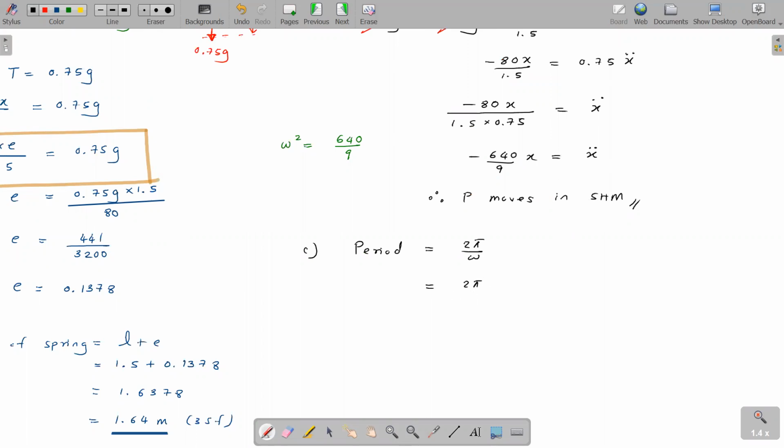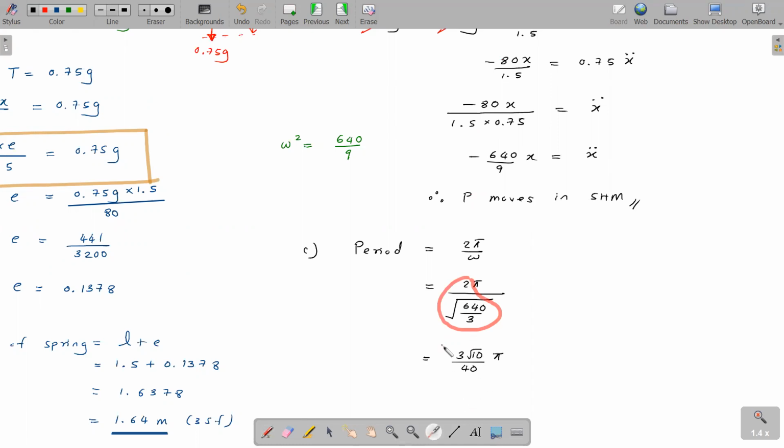2 pi over omega is root 640 over 9. Shall we give this value without typing pi in the calculator? In that case, you will be able to get an exact answer. If without typing pi, you give in the calculator 2 over root 640 divided by 9, and then we'll input the pi, we'll write it down. Then you get 3 root 10 over 40, and you write the pi.